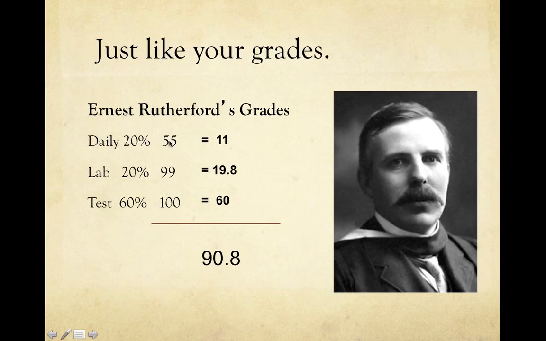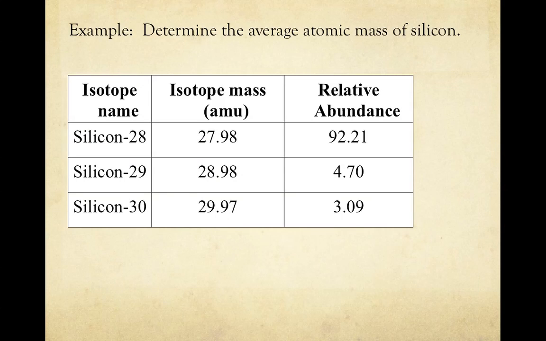So you'd multiply 55 times 0.2, and that gives you 11. Then you do 99 times 0.2, that gives you 19.8. 100 times 0.6 gives you 60. And when you add all those up, you get 90.8, which is what he would see on his report card. Awesome. Good job, Rutherford. So when you're calculating these, just think, it's just like when you calculate grades. That's all you're doing.